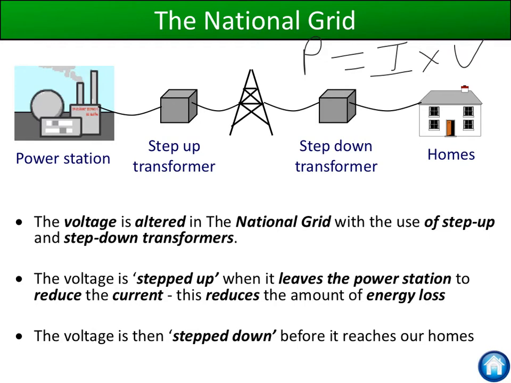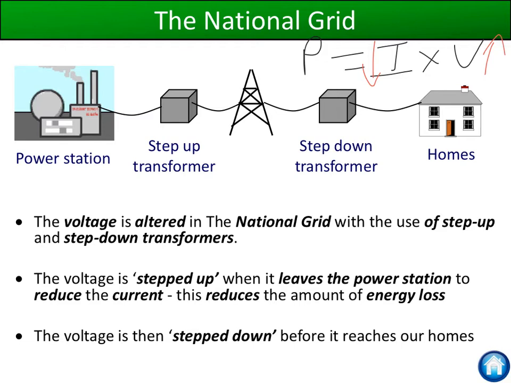Remember that the step-up transformer is there to increase the voltage, so it will increase voltage and as a result reduce the current. The reason it does that is so that it's more efficient when we transfer the electrical energy through the pylons in the national grid. The reason it's more efficient is by having a higher voltage and a lower current.